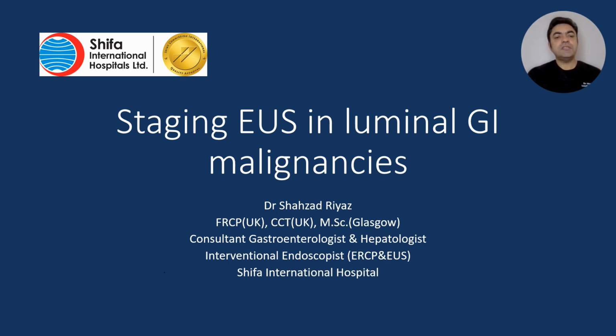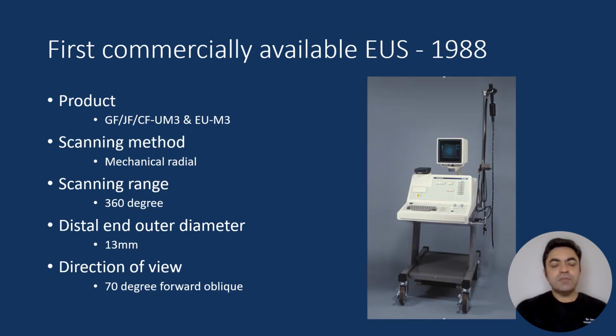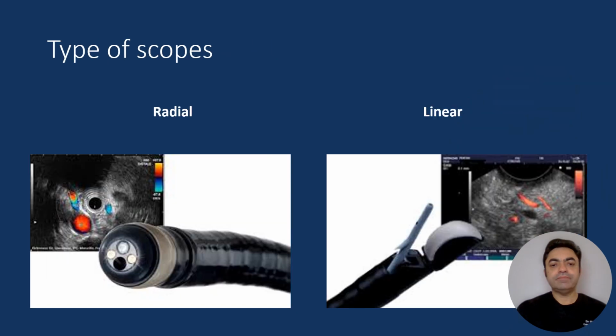Bismillahirrahmanirrahim. Today I'll be discussing the role of endoscopic ultrasound in the staging of luminal GI malignancies. As you're aware, endoscopic ultrasound scan is a modality that combines the powers of endoscopy and ultrasound scan and helps us achieve various diagnoses. The first commercially available EUS machine was in 1998, and the most modern ones contain an ultrasound scan machine, endoscope processor, and an EUS scope and a monitor.